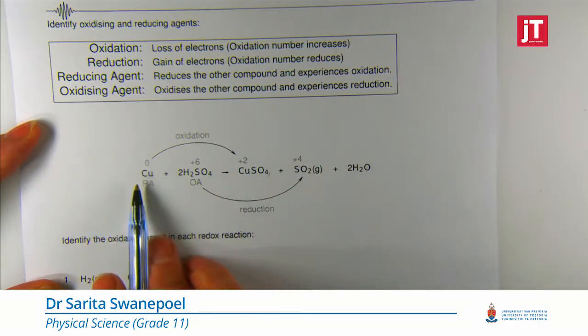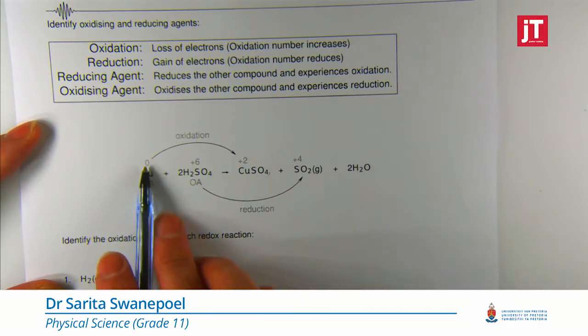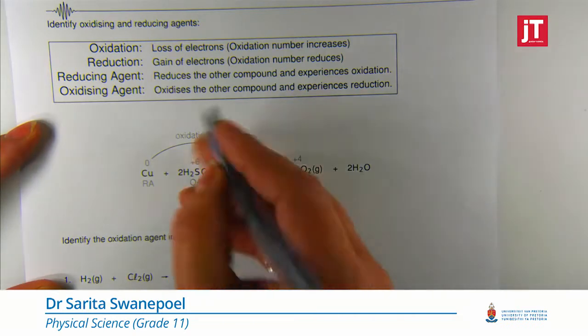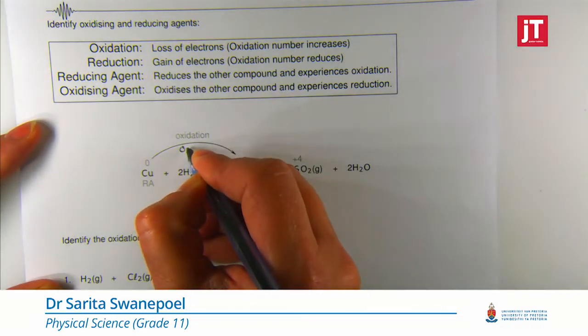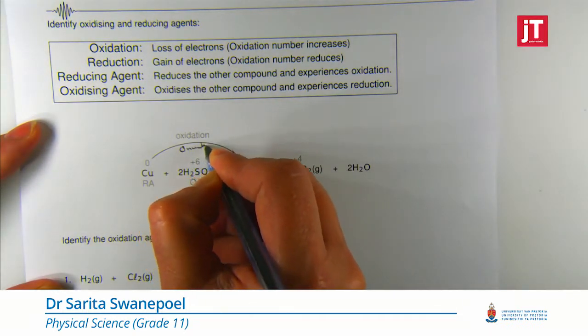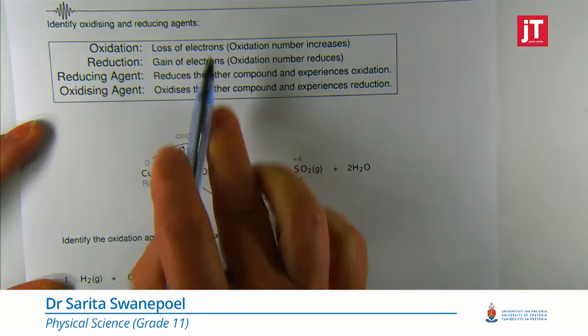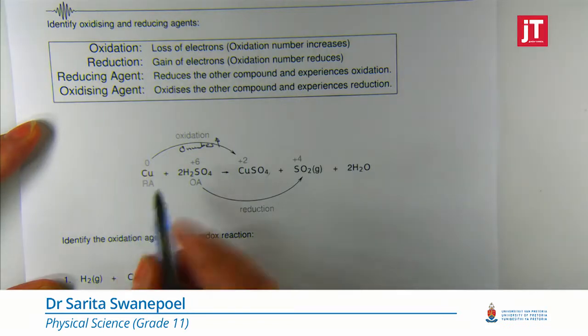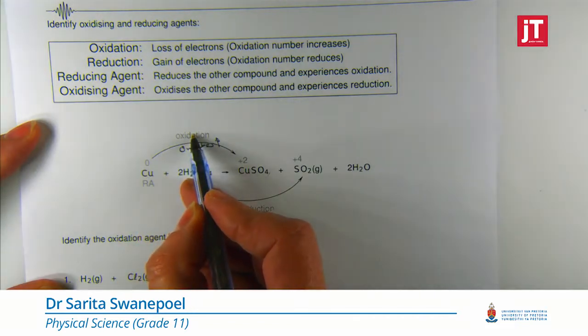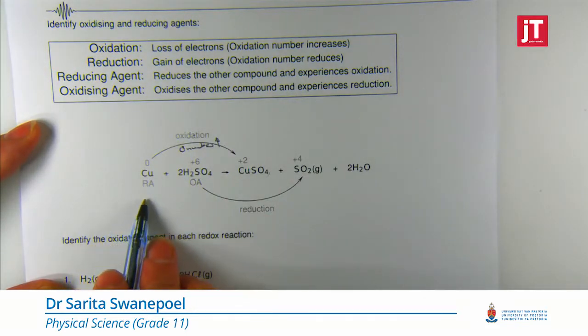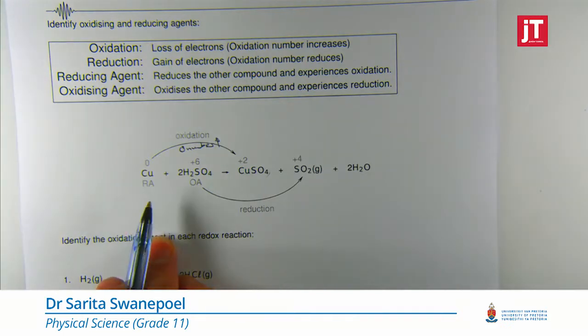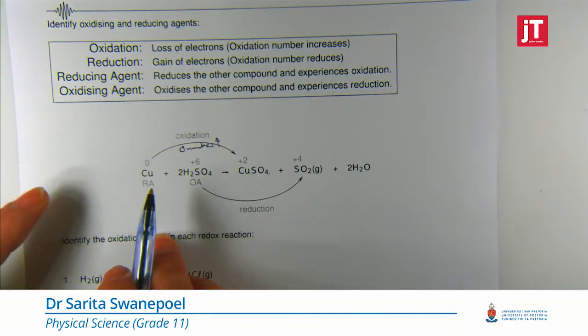So what's happening to the copper? The copper is going from 0 to +2. So the oxidation number is increasing. And that tells you that the copper is the one that is oxidizing, and that makes it the reducing agent. It makes it possible for the other thing to reduce.